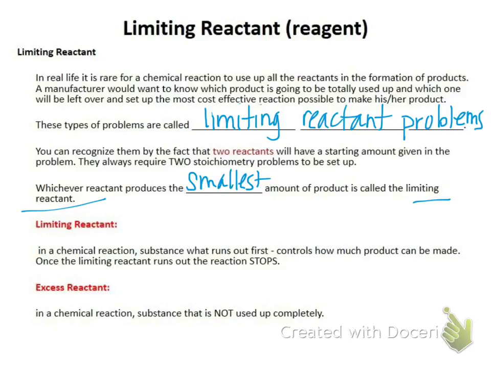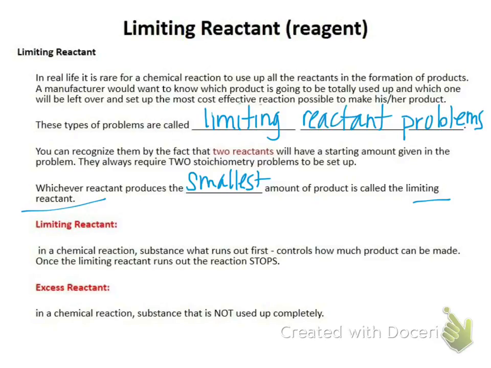So let me give you a real world example. Let's say that I have a whole jar of peanut butter and I have only 4 slices of bread, okay? So if I wanted to make sandwiches, I would run out of the bread before I would run out of the peanut butter. And so my bread would be my limiting reactant, okay?